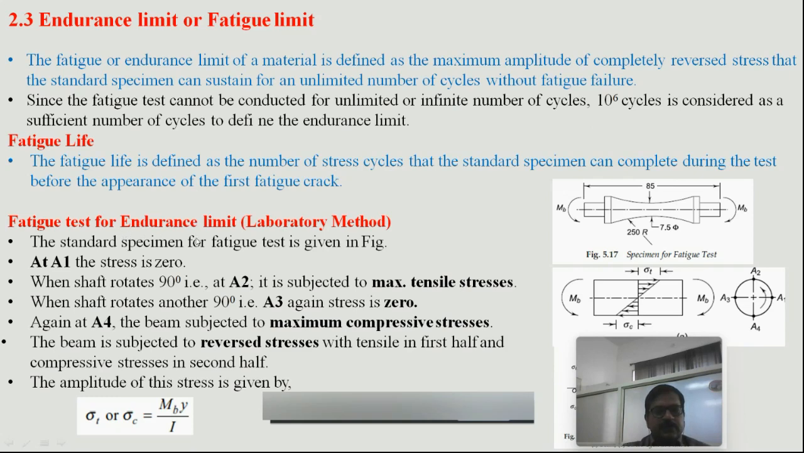The fatigue stress is tested for the endurance limit. In the laboratory rotating beam machine, the specimen is prepared as shown in figure 5.17. At the middle, the diameter is 7.5 and the total length of the specimen is 85, and the curvature is 250 radius, and it is subjected to bending.